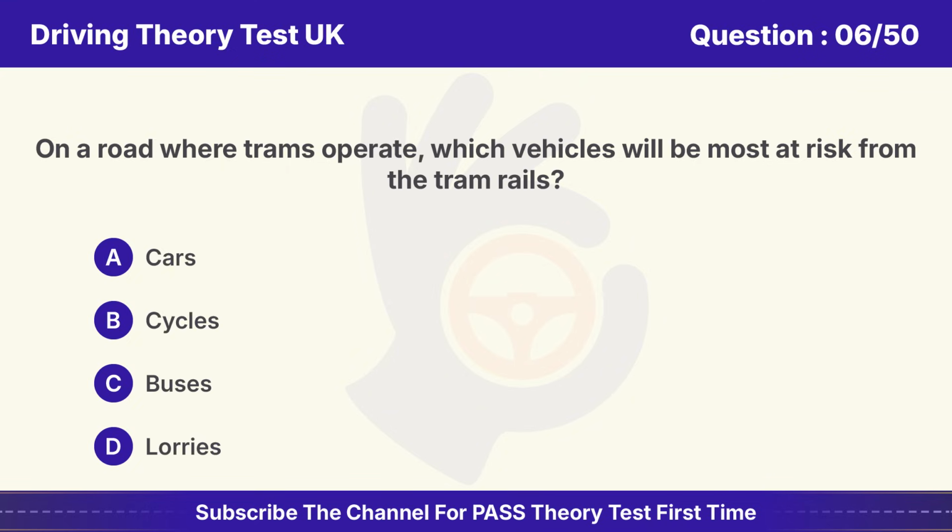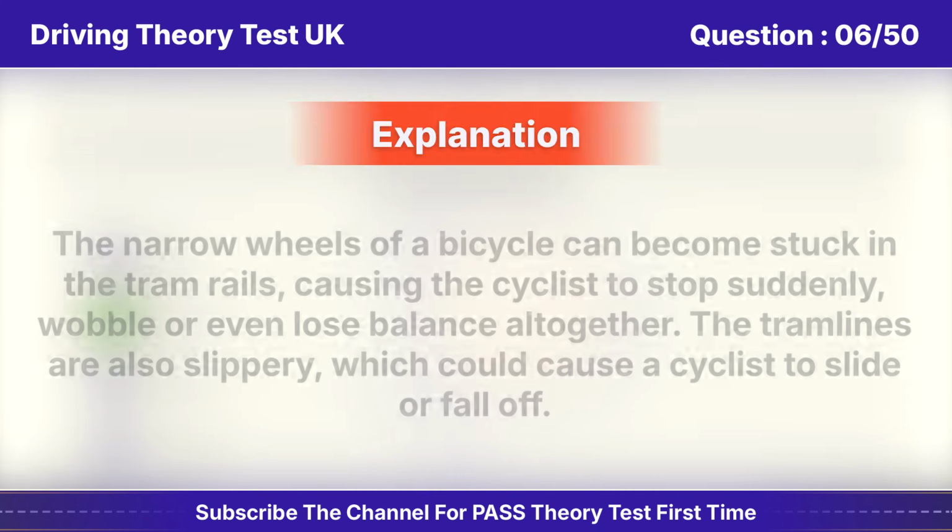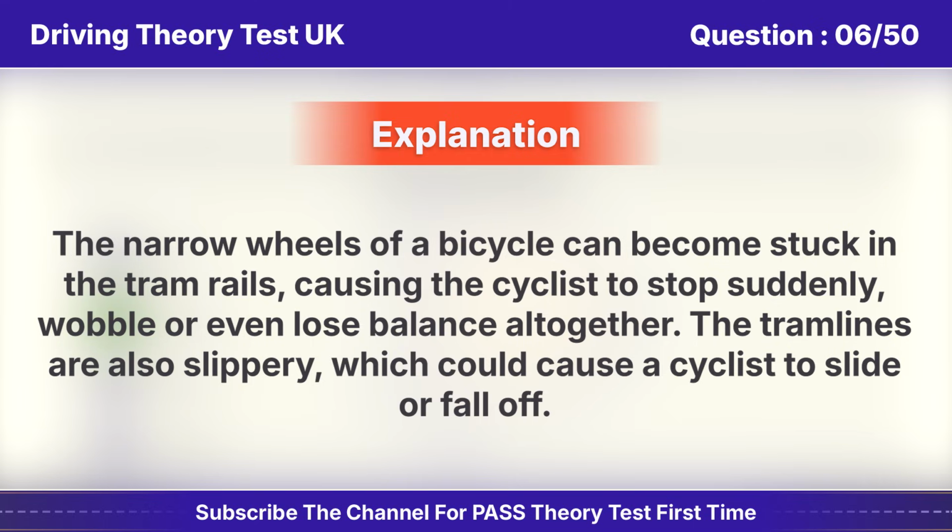Question 6. On a road where trams operate, which vehicles will be most at risk from the tram rails? Answer is B. Cycles. The narrow wheels of a bicycle can become stuck in the tram rails, causing the cyclist to stop suddenly, wobble, or even lose balance altogether. The tram lines are also slippery, which could cause a cyclist to slide or fall off.